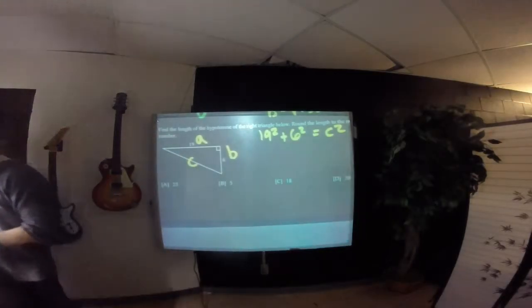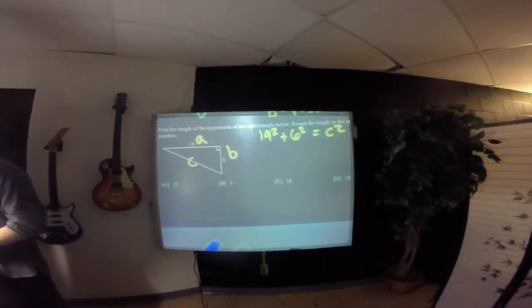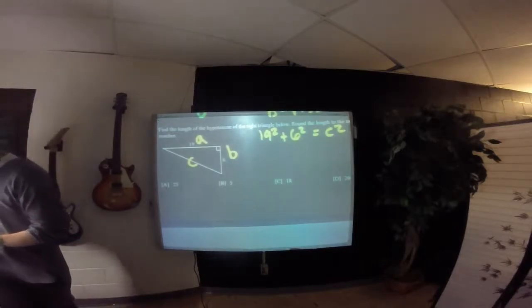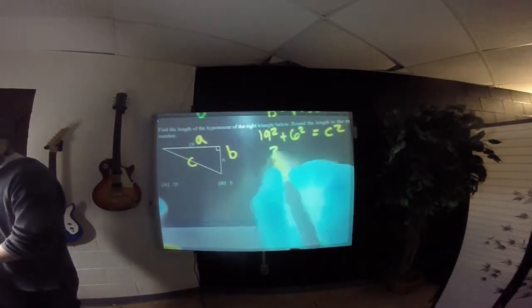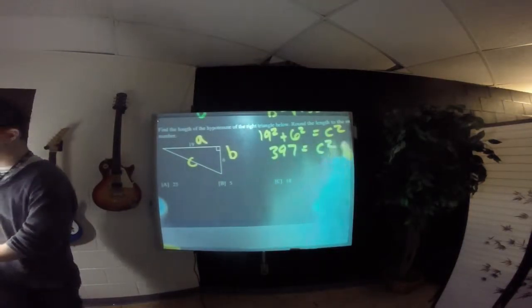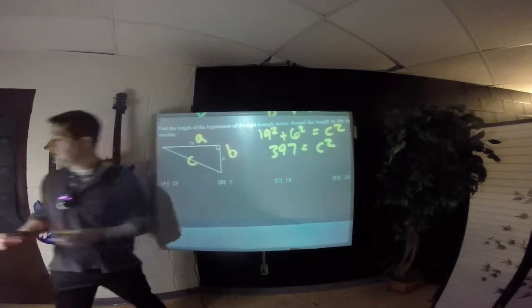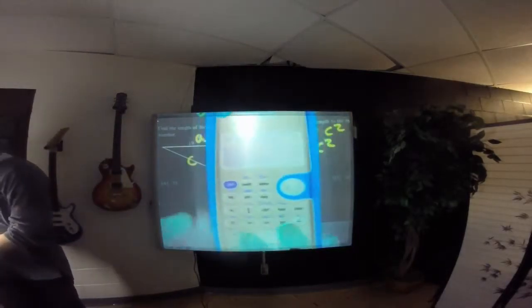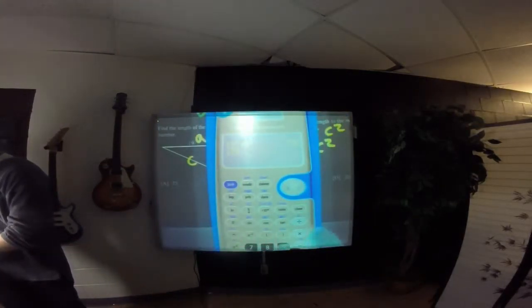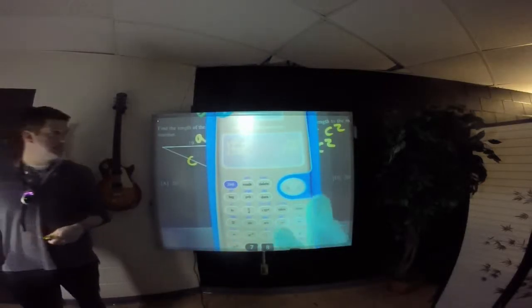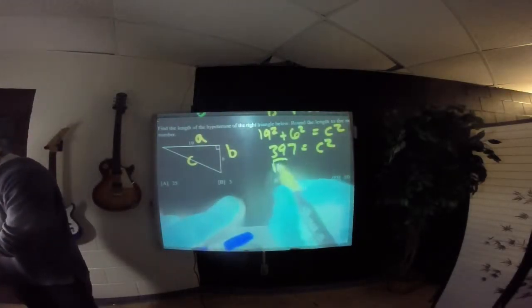Pretty easy. 19 squared and 6 squared makes, what do we got? 397? Okay. So 397 is C squared. What do I do about that? Square root it. All right, so I'm going to go to the calculator. I'm going to say square root 397.